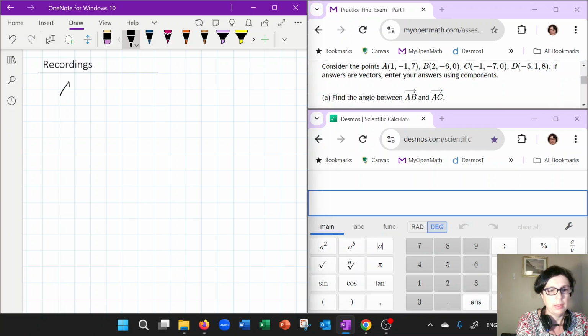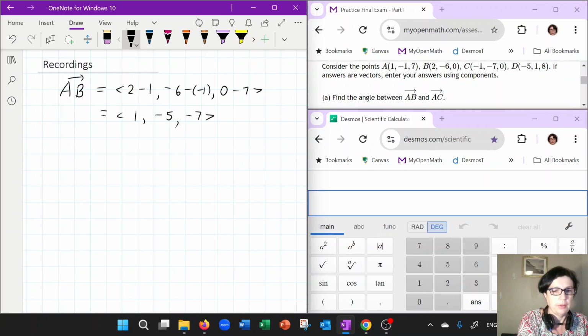We're going to need, for the rest of this question, vector AB. And the way we find it is we just subtract the coordinates. So that will become 2 minus 1, negative 6 subtract negative 1, and 0 subtract 7. So vector AB is going to be 1, negative 6 plus 1, that's negative 5, and negative 7. Okay, so we're going to write that down.